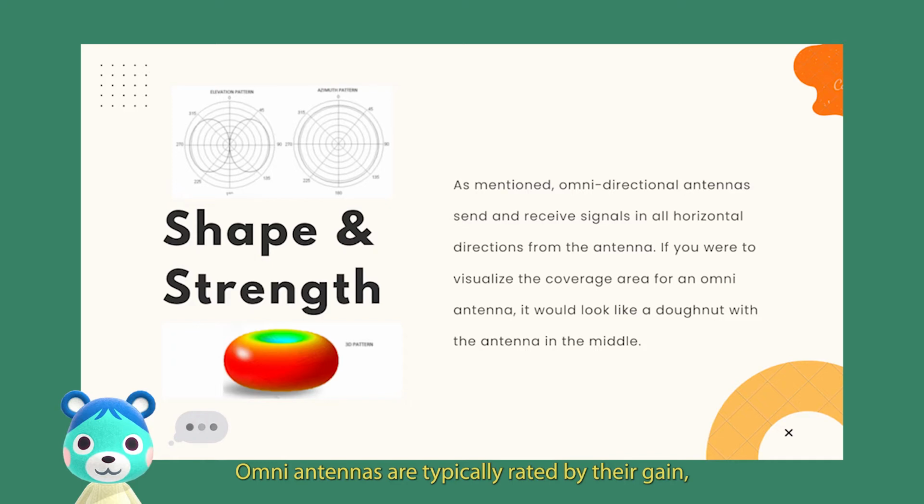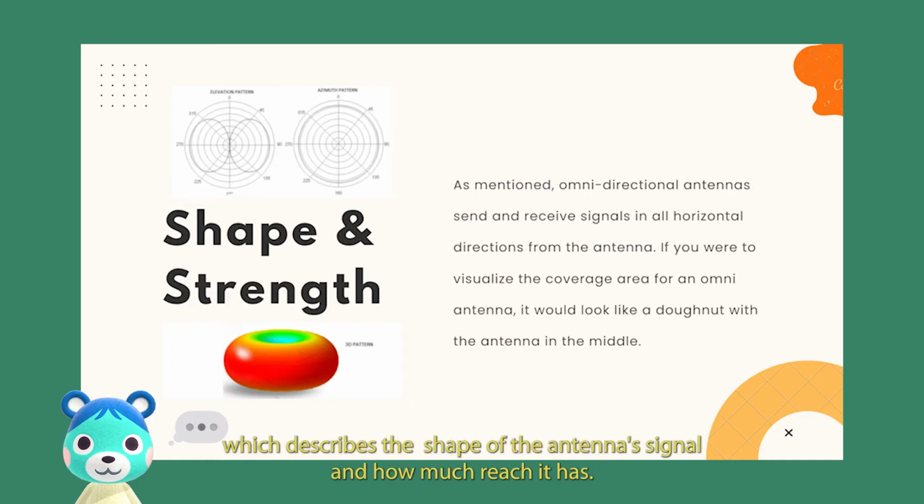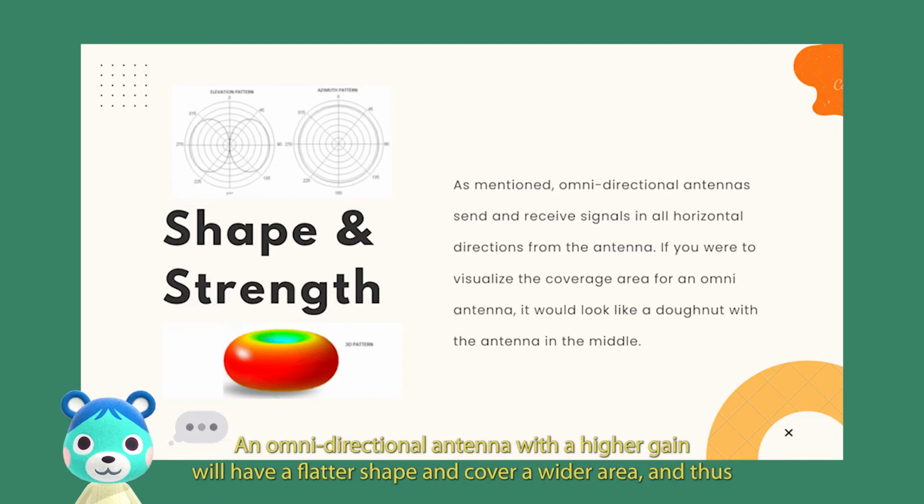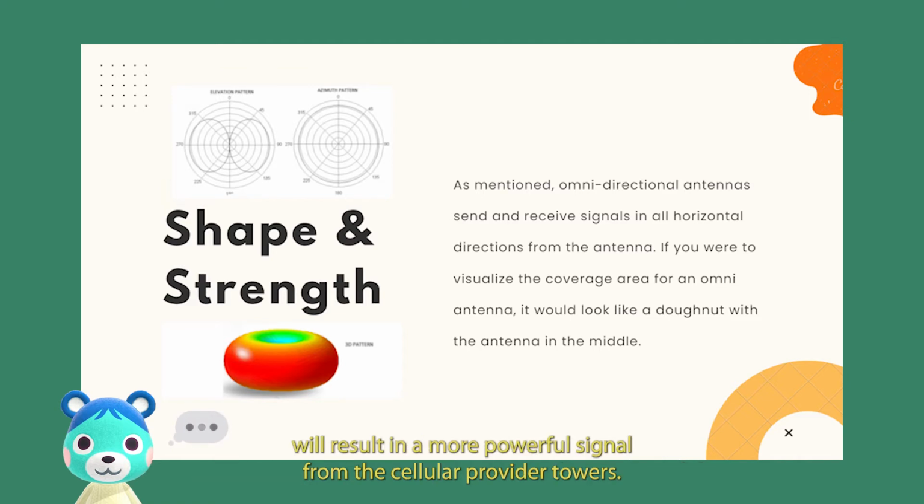Omni antennas are typically rated by their gain, which describes the shape of the antenna signal and how much width it has. An omnidirectional antenna with a higher gain will have a flatter shape and cover a wider area, and thus will result in a more powerful signal from the cellular provider tower.